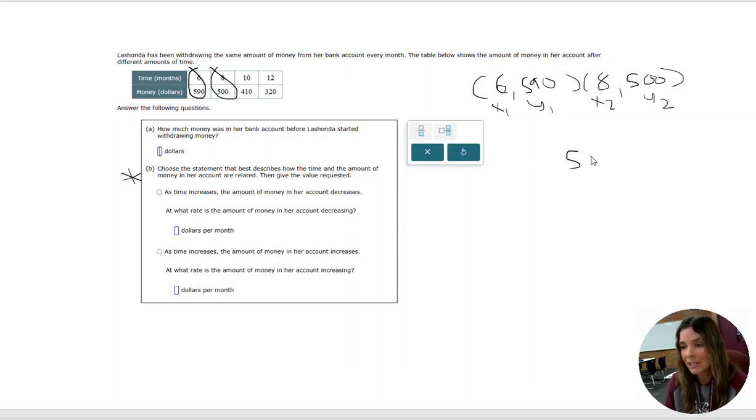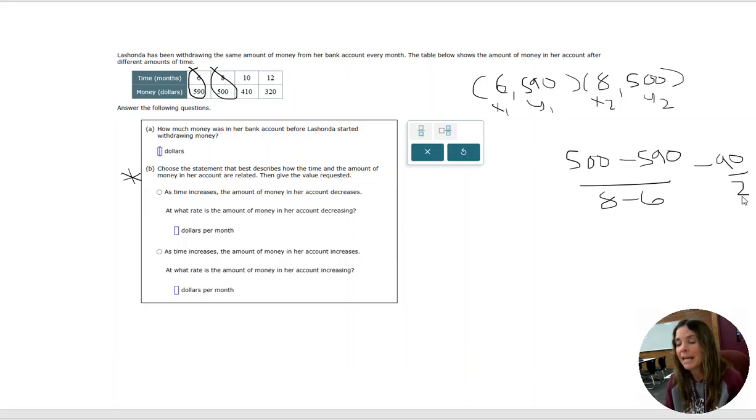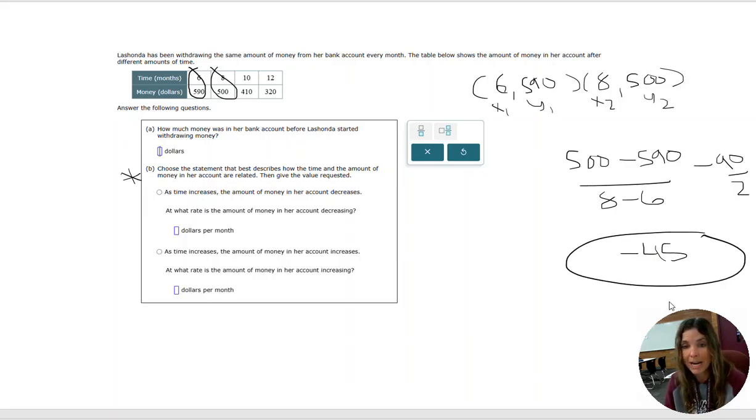So if I do 500 minus 590 over 8 minus 6, I get negative 90 over 2, which means that every 2 months she is withdrawing $90. So every 1 month she is withdrawing 45, right? So every time a month increases in time, her account is going to have $45 less.